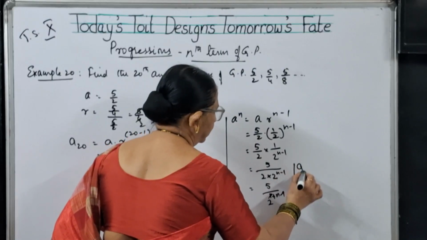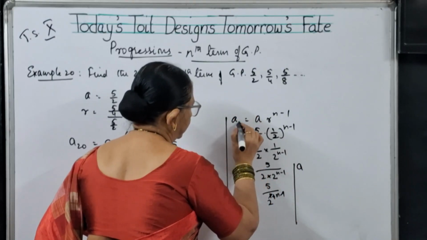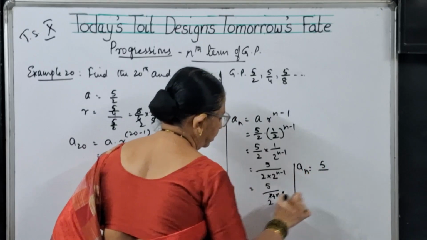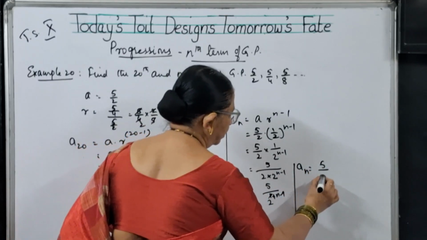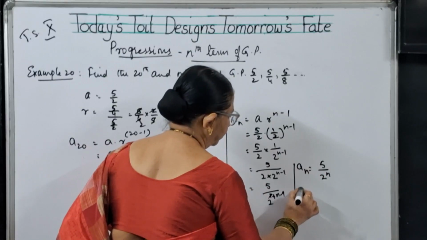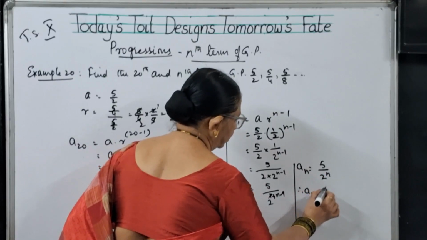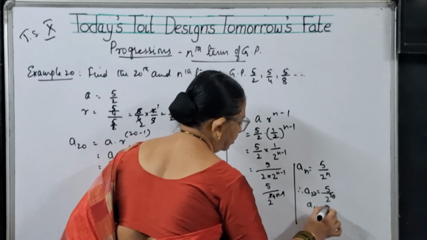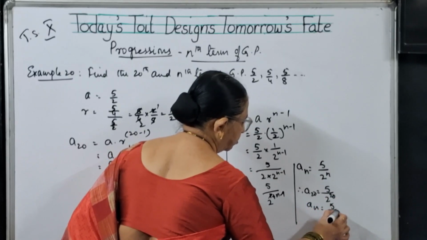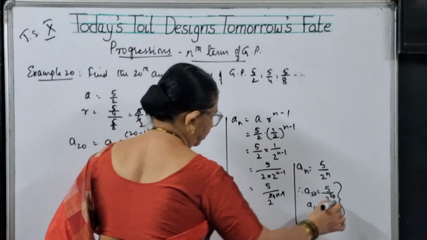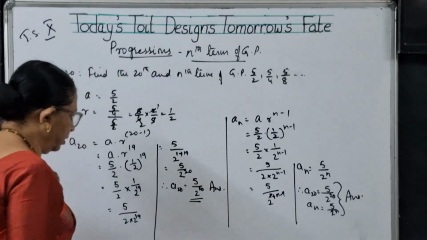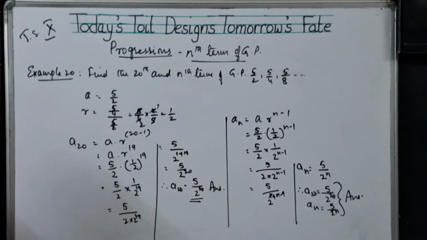So nth term, an should be here. An is equal to 5 by, how much? These two have cancelled, 2 to the power of n. Therefore, A20 is equal to 5 by 2 to the power of 20. An is equal to 5 by 2 to the power of n. These two are the answers for this problem, children. Please note it down. Once again, I'll explain to you here.